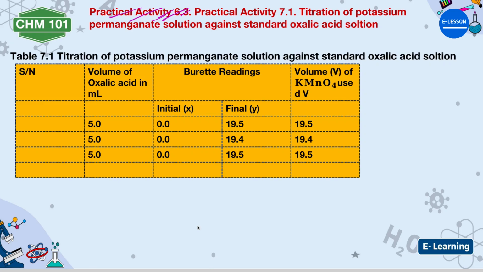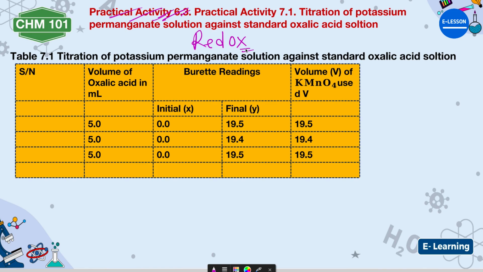So in this lecture, we are going to be looking at the practical activity 7.1, and it is a redox titration. When we talk about redox titration, we are talking about reduction, oxidation, reaction, right? And we are going to be using potassium permanganate against oxalic acid. Is that okay? Now, one of them is going to be the oxidizing agent, and the other one is going to be a reducing agent.